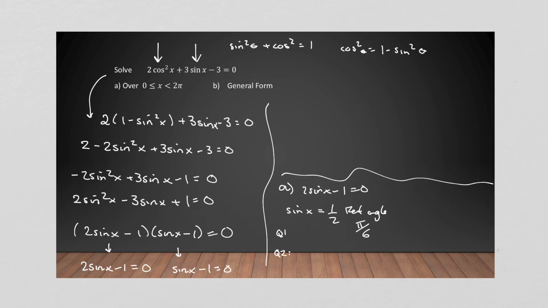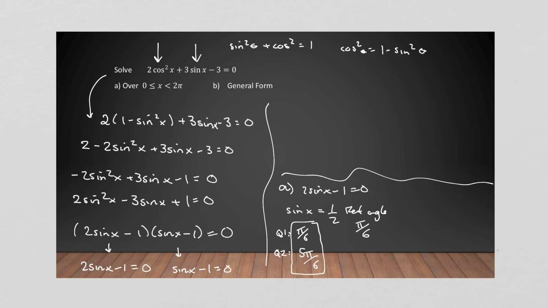So you can see everything is getting tied together here. In Q1, we just have pi over 6, and in Q2, we have pi minus pi over 6, so 5 pi over 6. So there's solution 1 and 2.